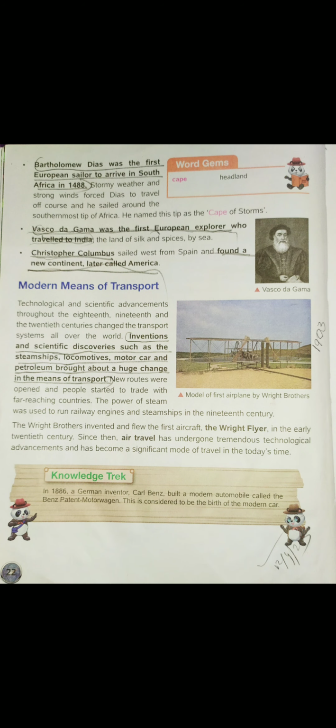After that, Bartholomew Dias was the first European sailor to arrive in South Africa, in 1488. It means he reached South Africa in 1488. Stormy weather and strong winds forced Dias to travel off course, and he sailed around the southernmost tip of Africa. Stormy weather captured him and he faced difficulty. He named this place the Cape of Storms. In Bengali, Jhore Antorip. In English, Cape of Storms.